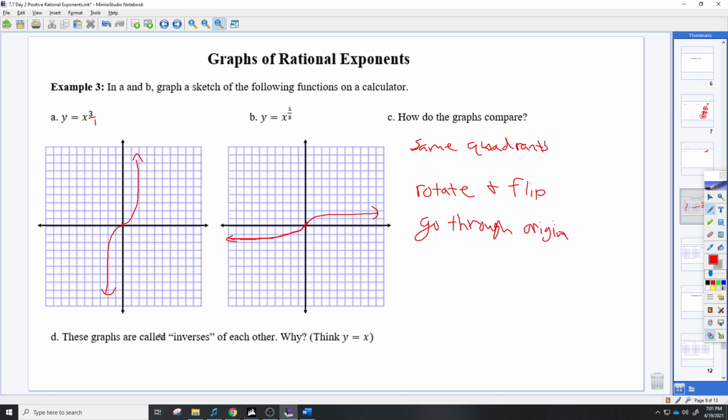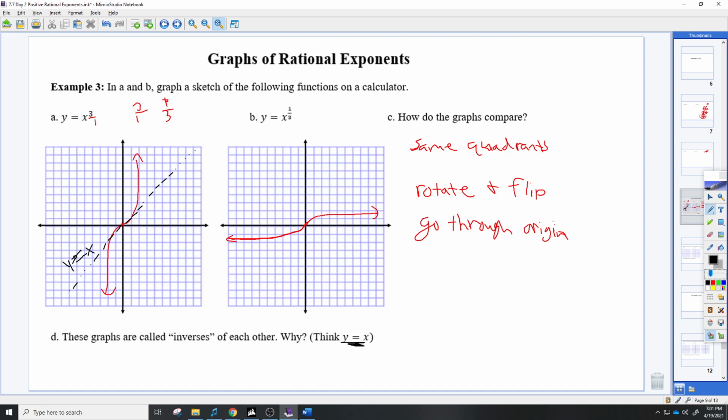And part D, these graphs are called inverses of each other. Why do you think? So the reason why these are called inverses, well, for one, if you look at 3 over 1 and you compare that to 1 over 3, you can see that they're called reciprocals. And the other thing is, if you were to draw specifically this line here, y equals x, I'm going to show you what it looks like. I'm going to try my best, but it's not going to look that great. So if you were to draw a line, y equals x, which is a straight diagonal line like this, y equals x.